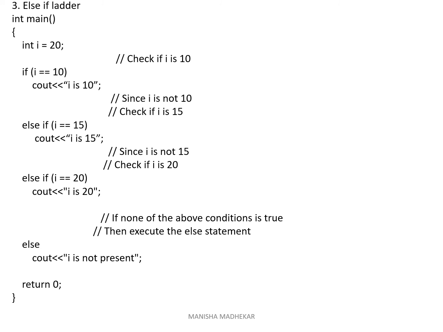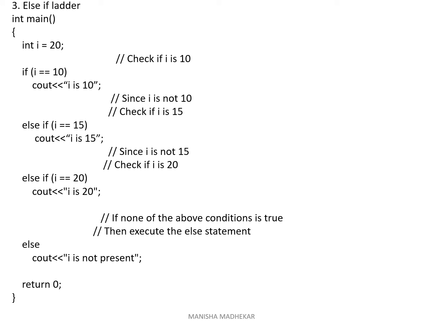Next is the else if ladder. Here we are initializing the value of I is equal to 20. Here the name of the variable is I. So if I is equal to 10, then it will print I is 10. Since I is not 10, check if I is 15.